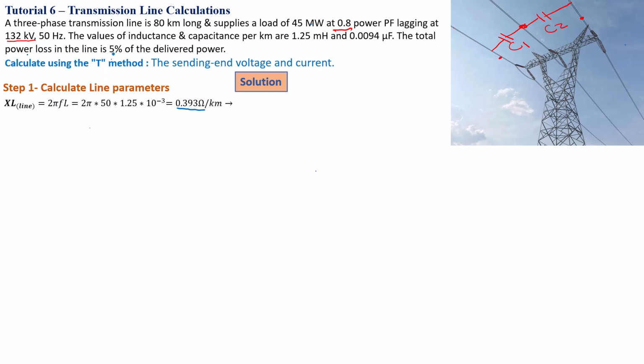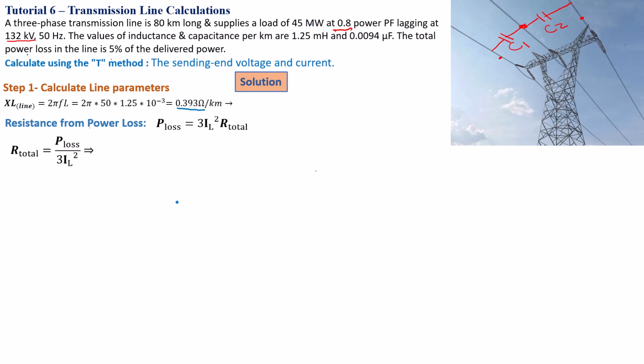Now we need to find the resistance of the line. Since the power loss has been given to us as 5%, we can find the resistance by using the power loss formula, which is the square of the current times the resistance. That is basically P loss equals 3 times I squared R total. The 3 is there because this is a 3-phase system.